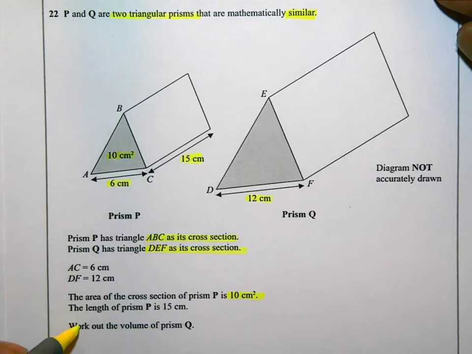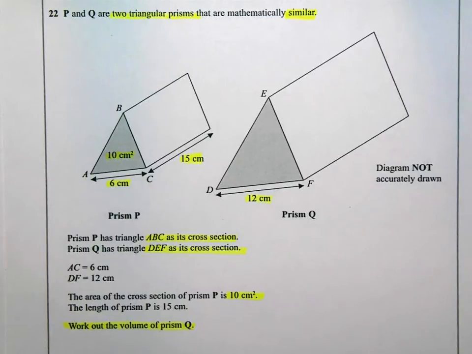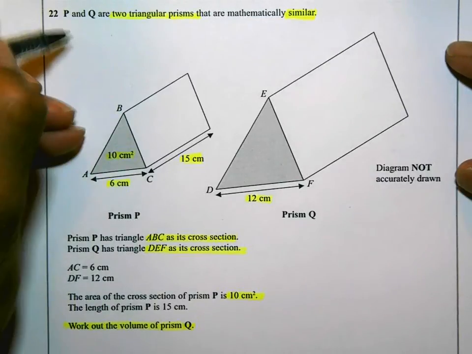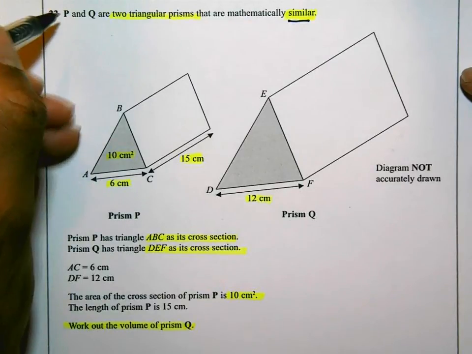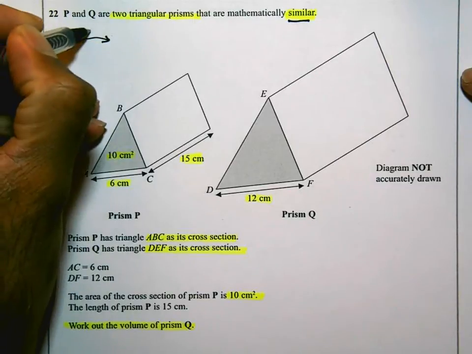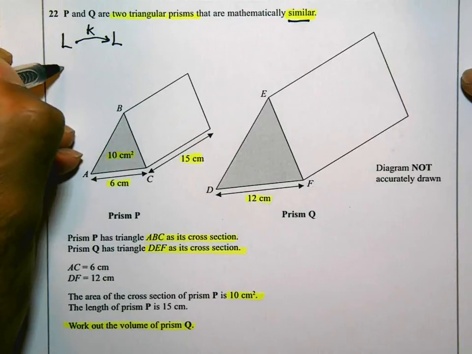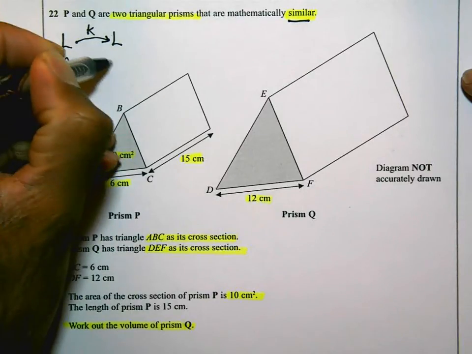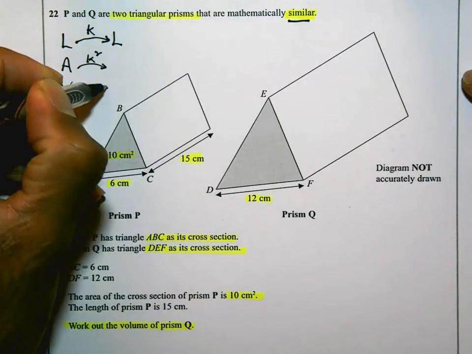Work out the volume. So this is maybe the most important thing here. We want to work out the volume of Q. Now, one of the important things that you need to be familiar with is, with regard to similar shapes, if your multiplier is, say, K for length, then your multiplier for area is going to be K squared, and then your multiplier for volume is going to be K cubed.